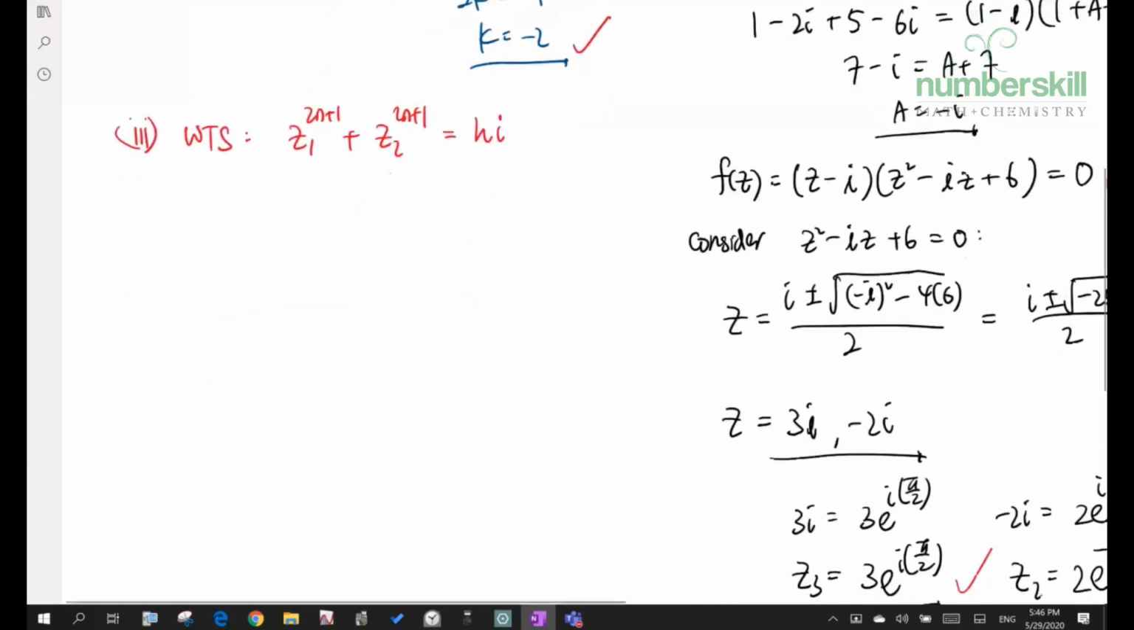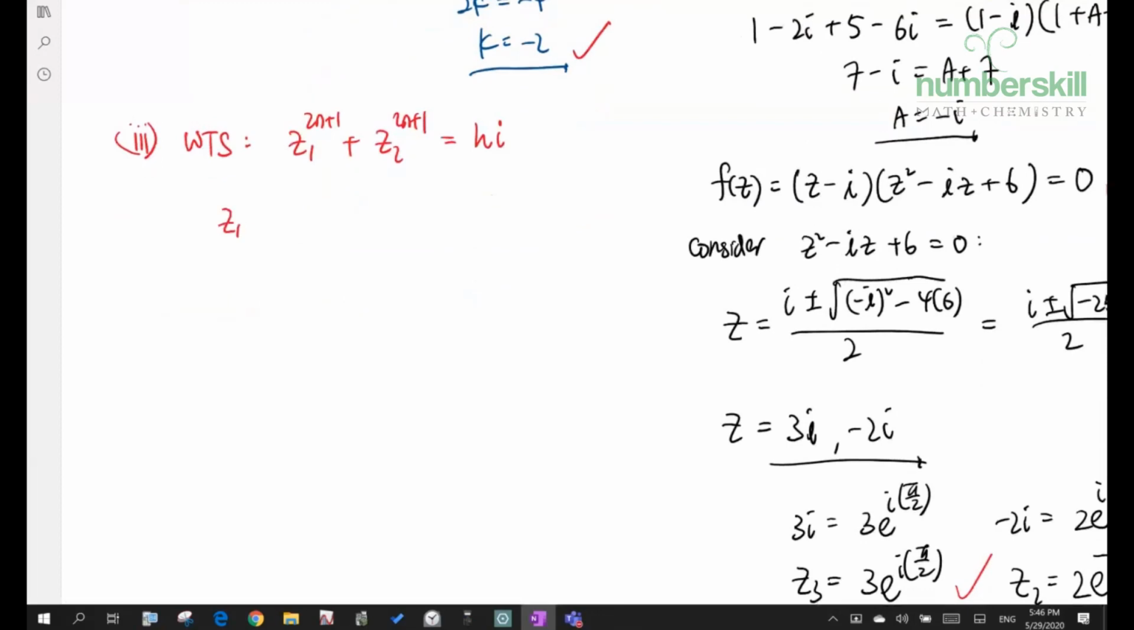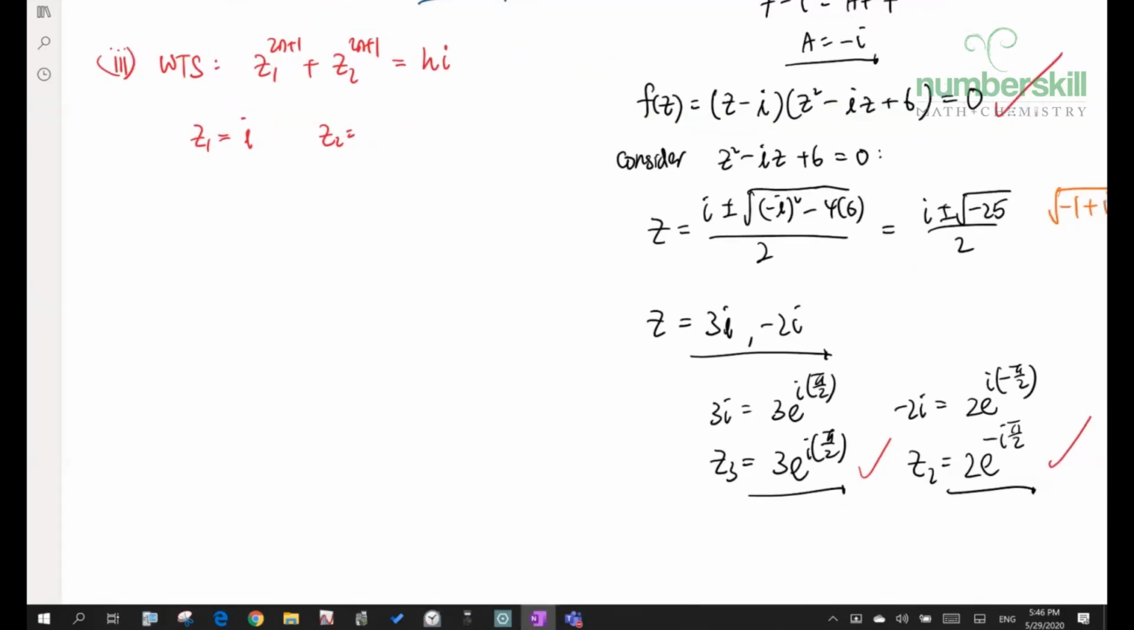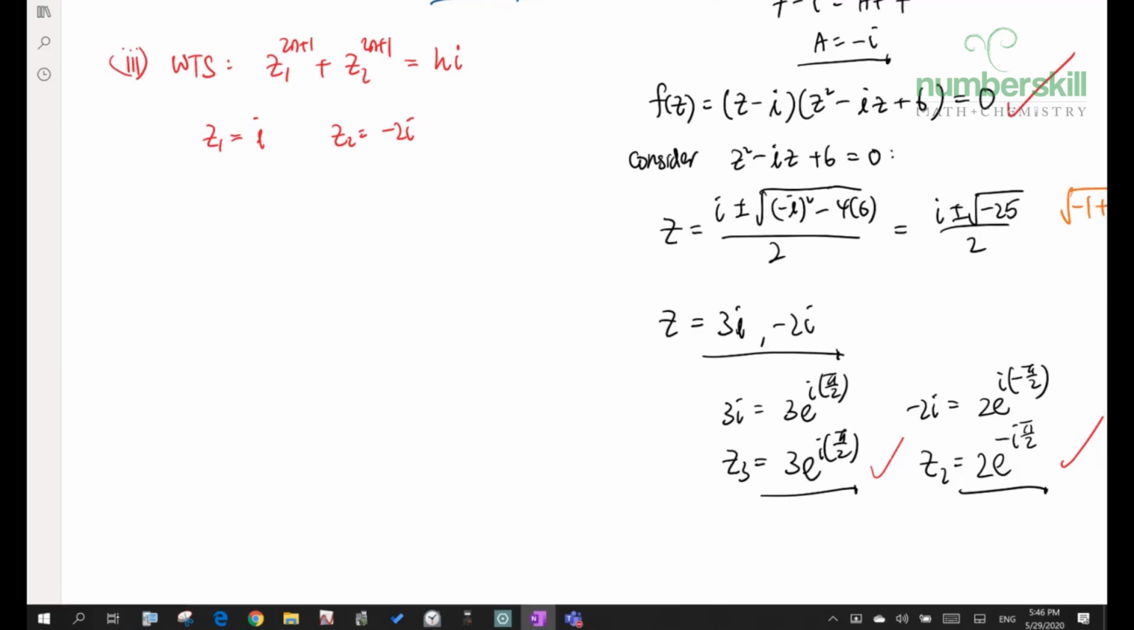Okay, first of all, can we identify who is Z1 first? If you don't even know who is Z1, you're quite dead anyway, right? You're quite dead from the start. So Z1 turns out to be the I that we were given in the start. Z2 was the Z that I found here. Where is it? Here. Okay. Minus 2i. Correct?